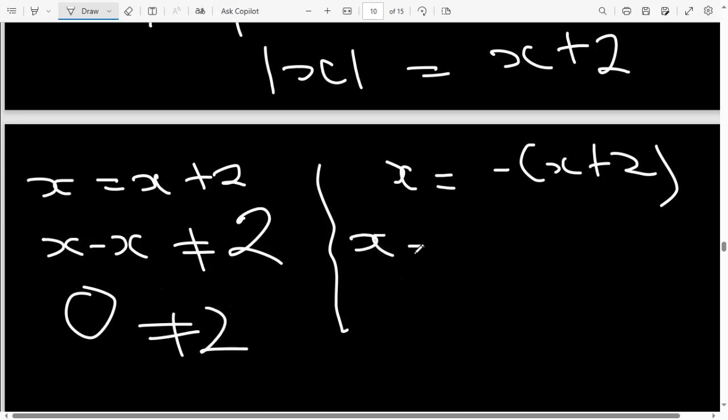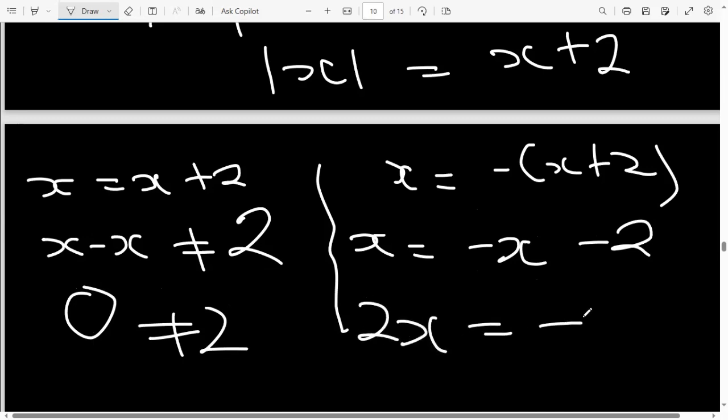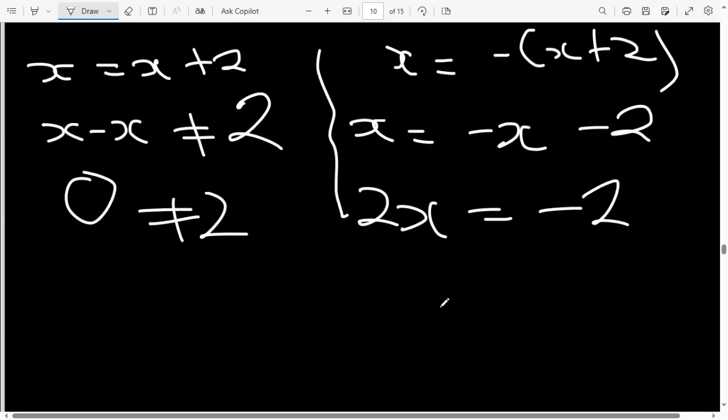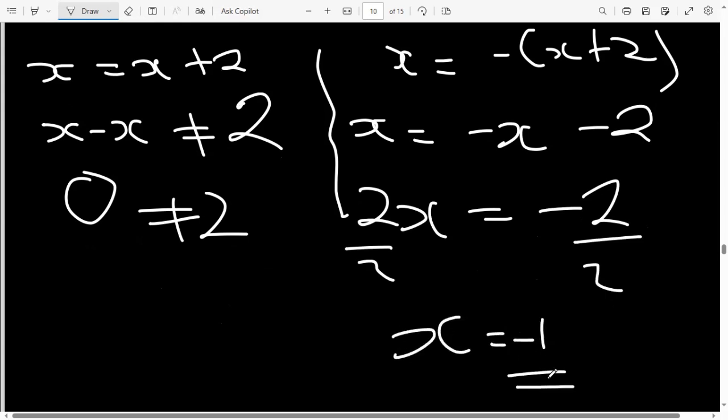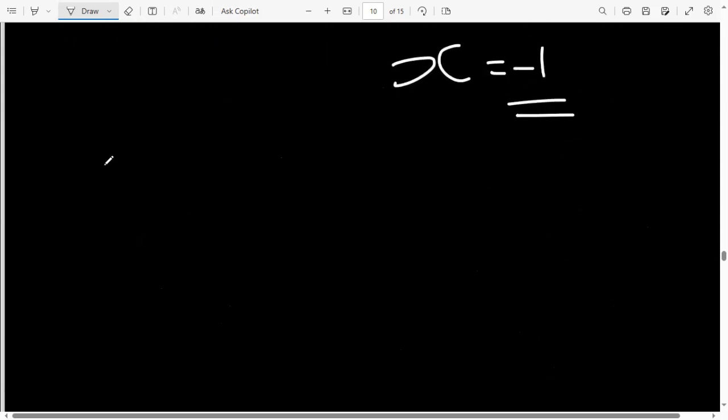So it will be x is equal to minus x minus 2. This minus goes to the other side to add with this guy. So we have 2x is equal to minus 2. And this will be divided by 2, divided by 2. So x will be equal to what? Minus 1. Okay, so you can test the minus 1 in that equation that we had.